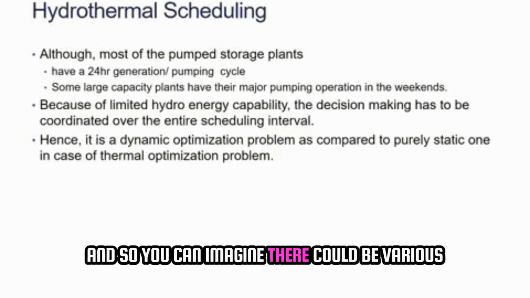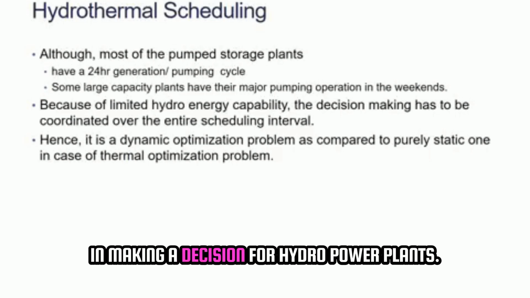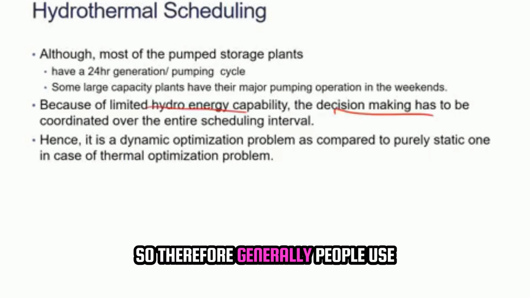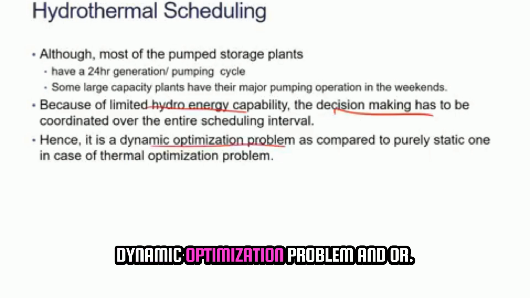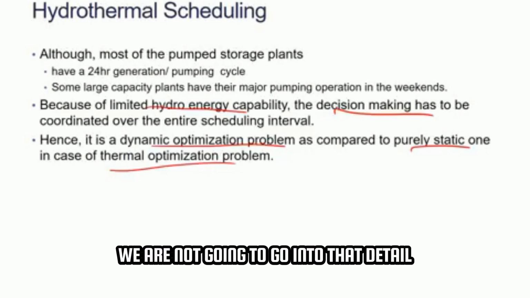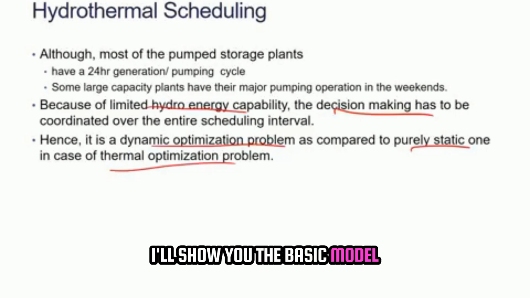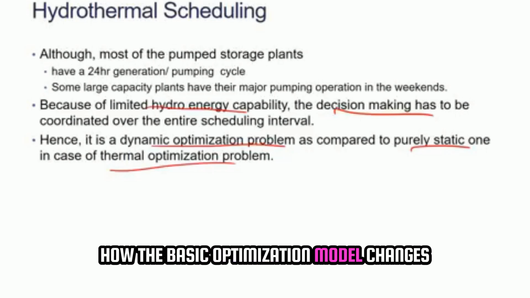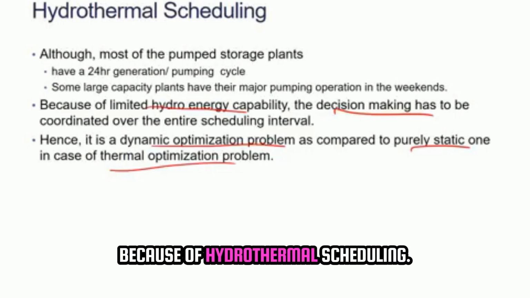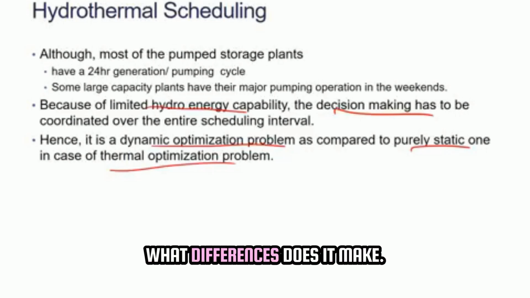So you can imagine there are various factors which play an important role in making a decision for hydropower plants. Therefore generally people use dynamic optimization problems, or we can use a simple static one also, but generally people use dynamic optimization problems. We are not going to go into that detail of this optimization problem, but I'll show you the basic model, how the basic optimization model changes because of hydrothermal scheduling. So let us see that and try to understand what differences it makes.